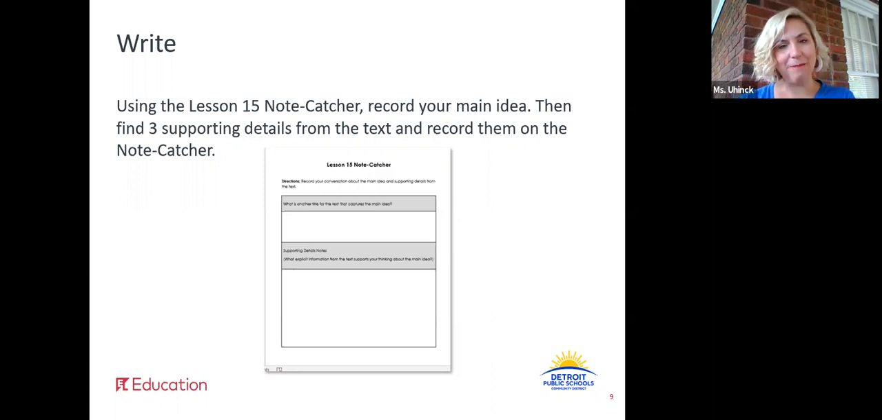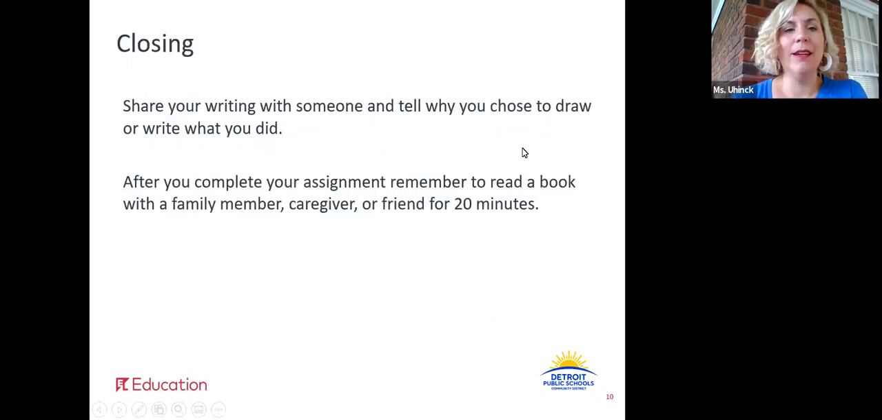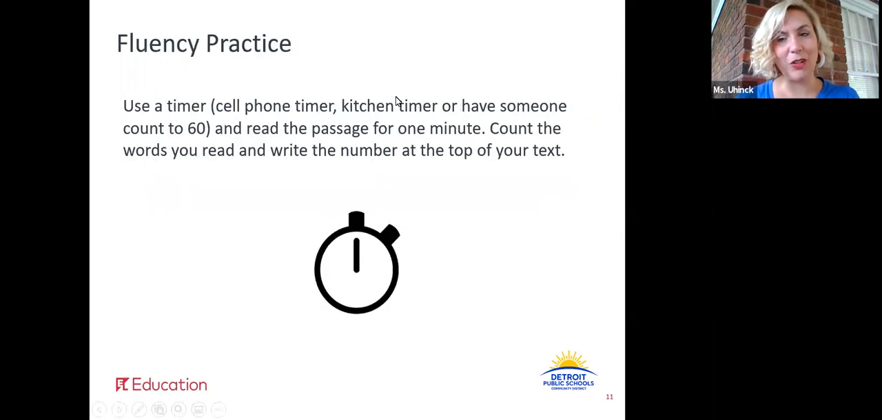All right, so now that we've done this writing activity, I want you to share your writing with someone and tell them why you chose to write what you did. After you complete this assignment, I want you to remember to read a book with a family member, a caregiver, or a friend for at least 20 minutes. And then after you do that, we're going to do that fluency practice. So using a timer, remember it can be a cell phone timer, a kitchen timer, you can have someone count to 60, read that passage for 1 minute. Count the words that you read and write the number at the top of that text.